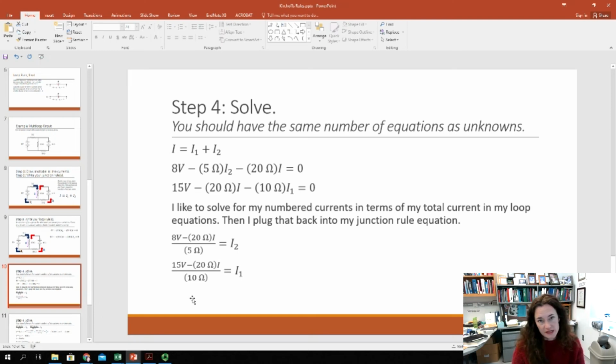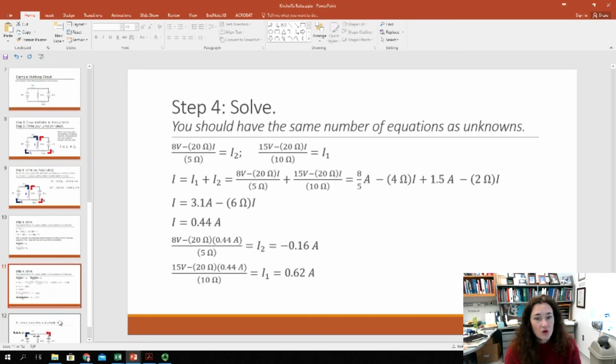My next step is going to be to take the forms that I have for I1 and I2 and plug them back into my junction rule. Okay? So reminding you what they are there, I2 is 8 volts minus 20 times I, divided by 5, and I1 is 15 volts minus 20I, divided by 10. Plugging that into my equation, I is equal to I1 plus I2, okay? Then I can solve. When I solve this, I end up with 8/5 amps minus 4 ohms times I, plus 1.5 amps minus 2 ohms times I. Now there's a little bit of algebra in there. You can pause it if you don't have it.